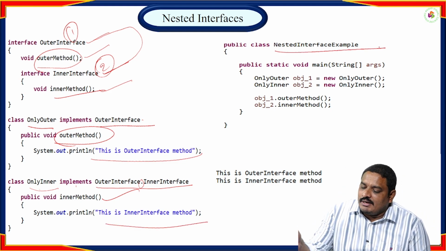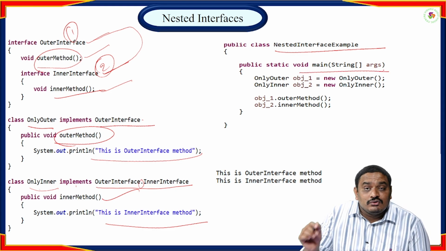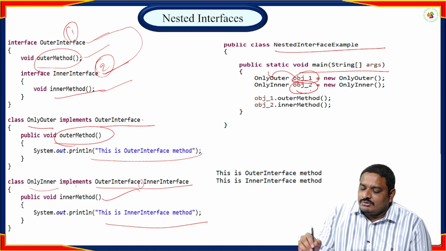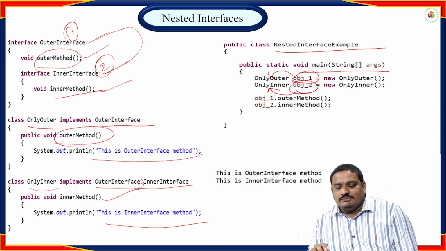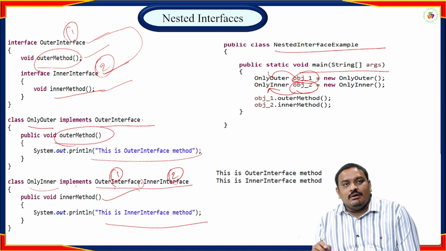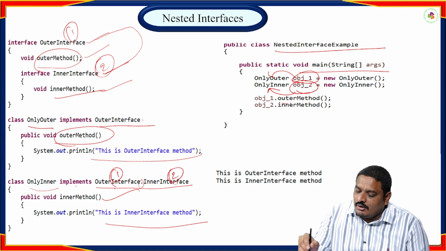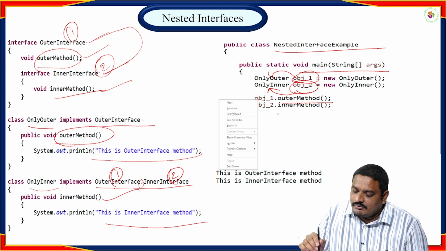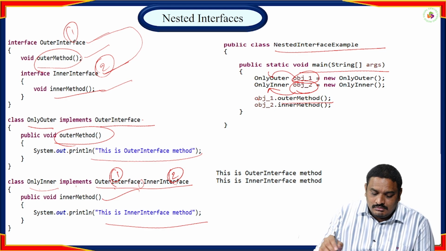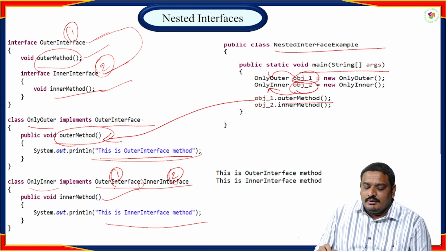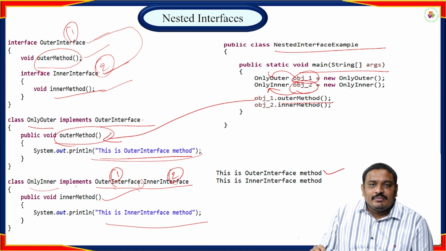Now we are creating the main class and main method. We are creating two objects for both interfaces. Object 1 for the outer interface, object 2 for the inner interface. Whenever we call the outer method by using the outer object, this directly goes here. What is that one? Outer method. Where is the outer method? Here. What message will be there? This is outer interface, this is outer interface will be displayed.